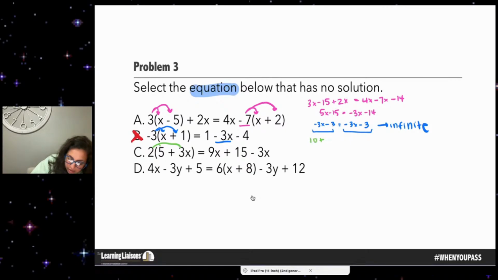C, I'm going to distribute. 10 plus 2 times 3 is 6x equals 9 minus 3 is 6x plus 15. I'm going to reorganize this so that each side is the same. 6x plus 10 equals 6x plus 15. I have just found the equation with no solution. And here's why.